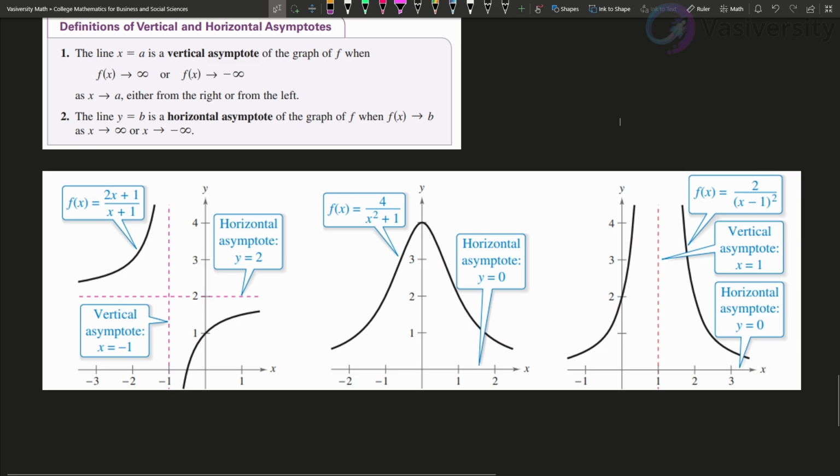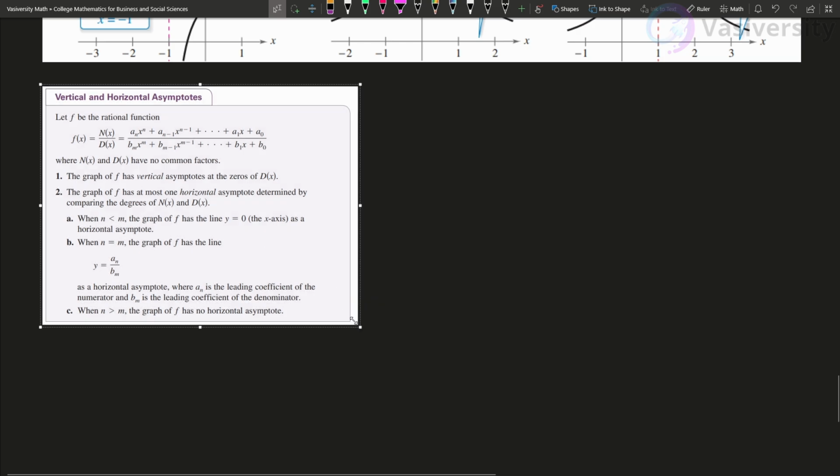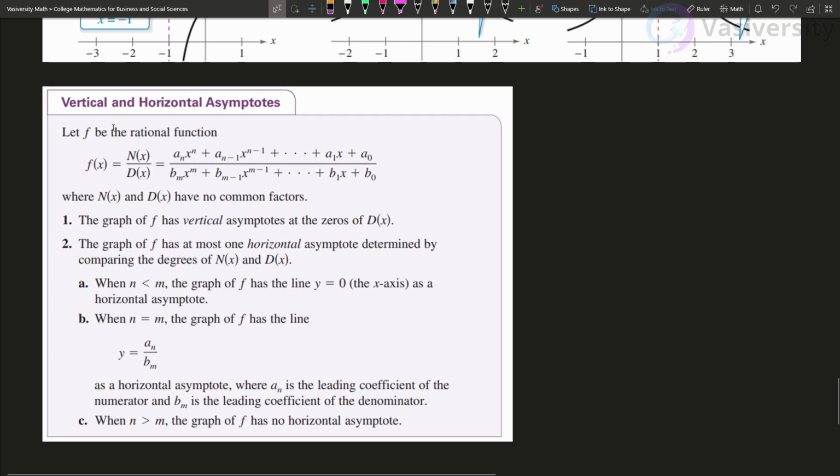Okay, but how do the asymptotes actually relate to the powers and to the functions themselves? So here are the vertical and horizontal asymptote rules. Let f be a rational function f of x, where we have two different powers, n and m. The graph of f has vertical asymptotes at the zeros of d of x. d of x is our bottom polynomial, b sub m x to the m plus b sub m minus 1 x to the m minus 1 plus dot dot dot plus b sub 0. So the zeros of it will give us vertical asymptotes.